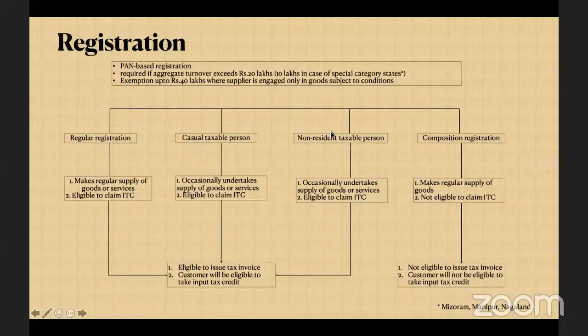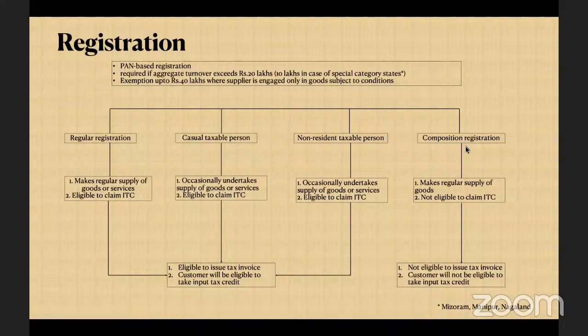So a non-resident person who is coming to India for servicing the machinery will not have a fixed place of business anywhere in India. Then he is eligible to apply for non-resident taxable person registration. I hope everyone is clear with the difference between casual taxable person and non-resident taxable person. Let us repeat. A casual taxable person, if he has registration elsewhere in India, can apply for casual taxable person registration. If there is no earlier registration, then one has to apply for non-resident taxable person registration.